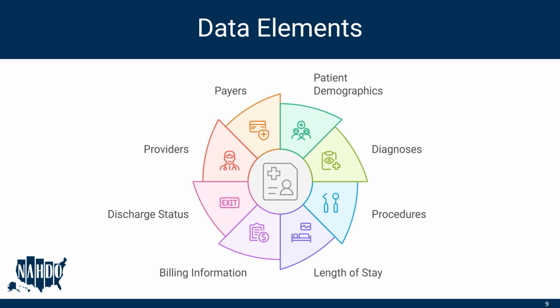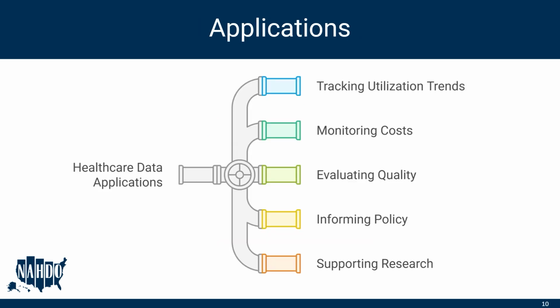Discharge status, including whether the patient was discharged home, to another facility, or died in the hospital. Information about who provided the care and where, and the payer's name, type, and the patient's relationship to the insured person or subscriber. This rich dataset serves a variety of purposes, such as tracking healthcare utilization trends, monitoring costs, evaluating quality, informing policy, and supporting research.